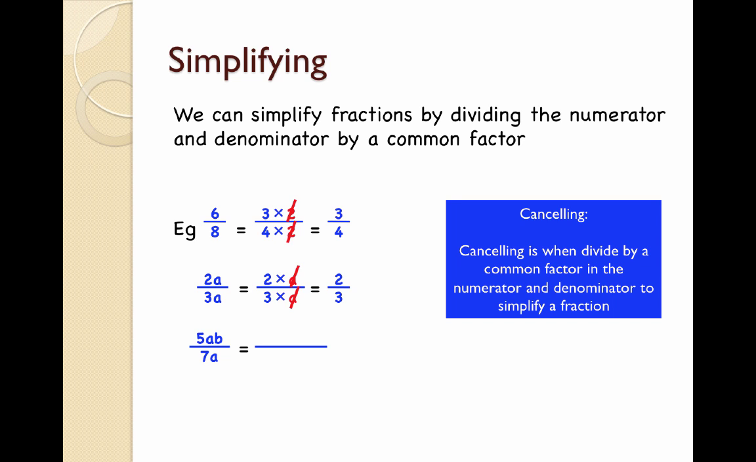The third example, 5ab over 7a. I can write 5ab as 5 times a times b, and I can write 7a as 7 times a. I can see a common factor of a there which I can cancel out. My final answer is going to be simplified to 5b over 7.